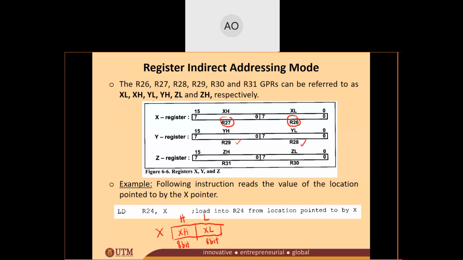The following instruction reads the value of the location pointed to by the X pointer. So for the indirect addressing mode, to read data, to load data from an address location to your GPR, we are going to use the LD instruction. So LD is used to load the address that is pointed to by pointer register X and put the value, the content, inside of your R24. Okay, let's look at the example kat sini.